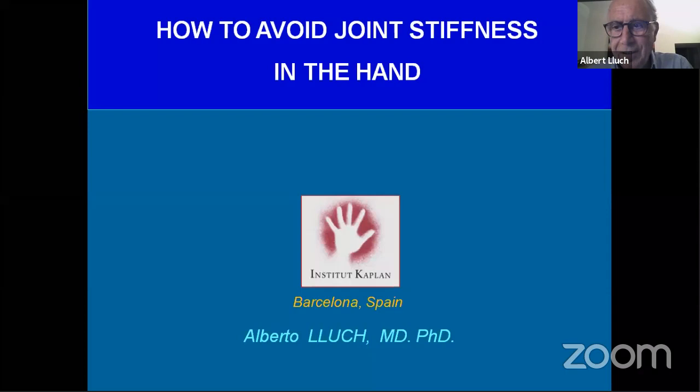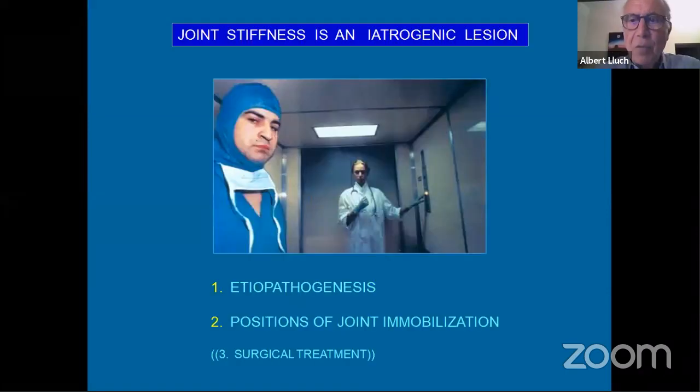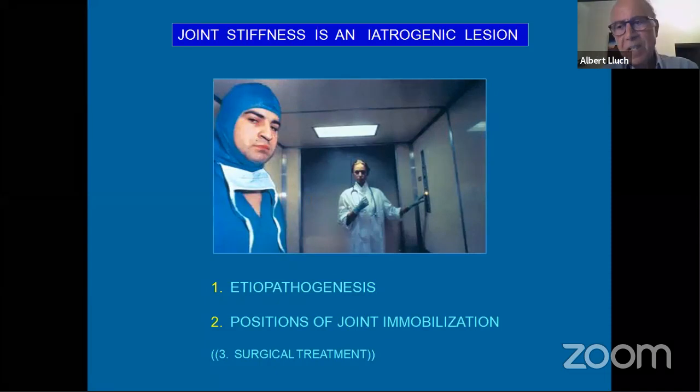Can I start? Yes, please. Thank you. So as I was saying before, joint stiffness is an iatrogenic lesion, because the patient can always say to you, listen, doctor, I came with a broken bone, or I came with an injury in my hand, but I never came to you with a joint stiffness. The joint stiffness is because of your treatment. And I don't think this is something that I deserve.